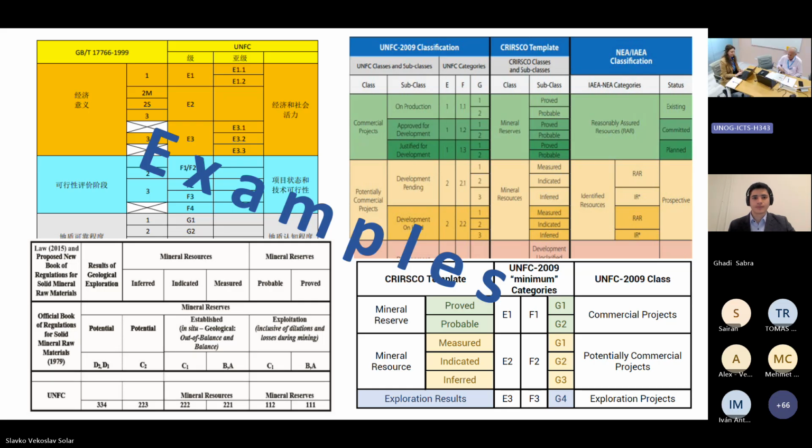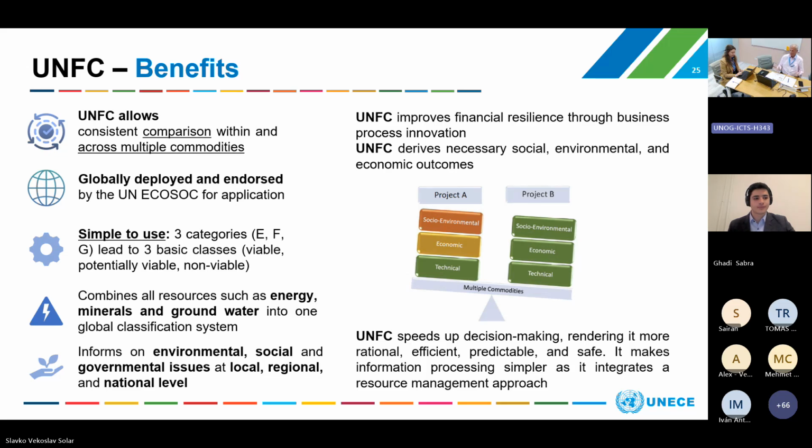So just summarizing, telling you the benefits of UNFC, it allows a consistent comparison across multiple commodities. So it's not only for minerals, in these cases, it's also for secondary raw materials. It's globally endorsed by the UN. Simple to use. I hope I proved that. It can combine different resources into one global system. It informs you on the environmental, social, governmental issues separately, and so on.